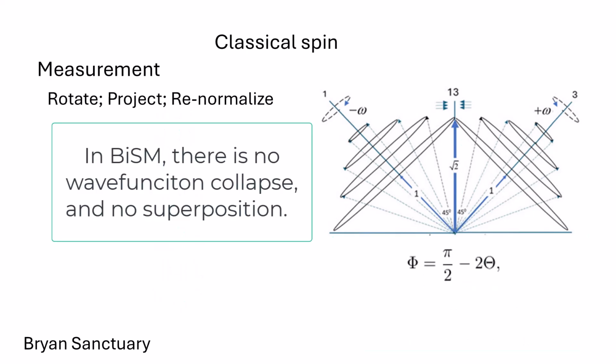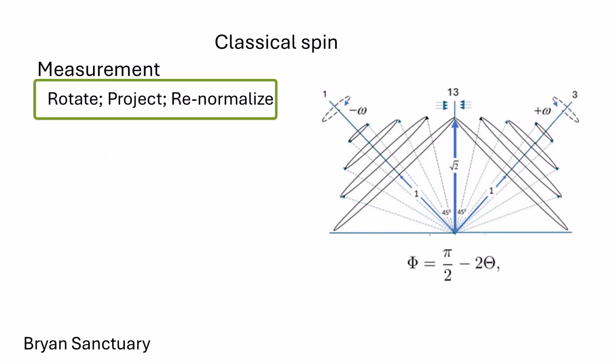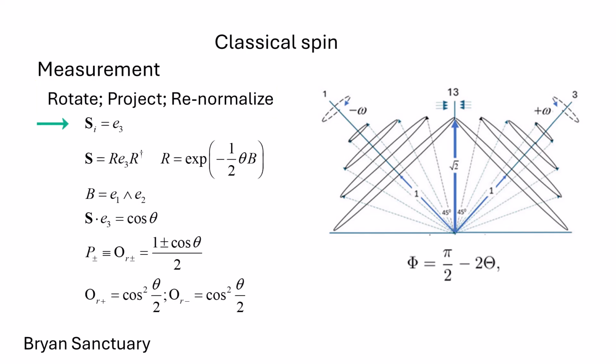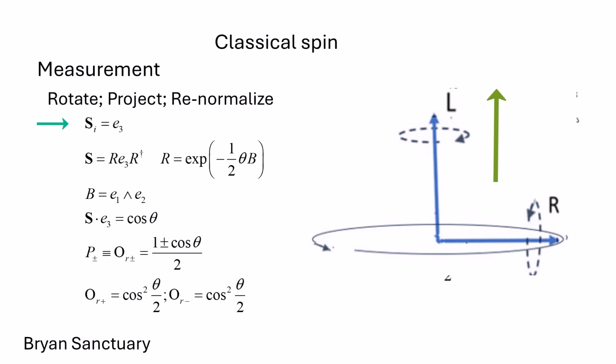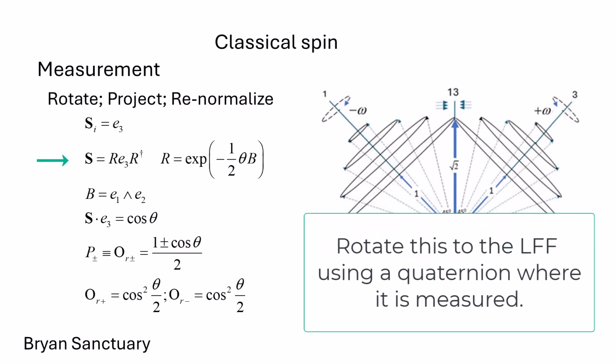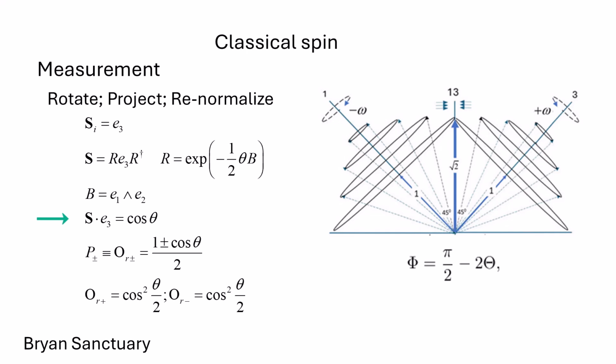In the bivector standard model, there is no wave function collapse and no superposition. States rotate to different orientations. Measurement projects them, and then we renormalize the result. For example, suppose the axis 3 aligns and the axis 1 is randomized in a field, leaving only the 3 axes in the body fixed frame. Now rotate this to the laboratory fixed frame using the rotation operator, which is a quaternion, to get cosine theta.